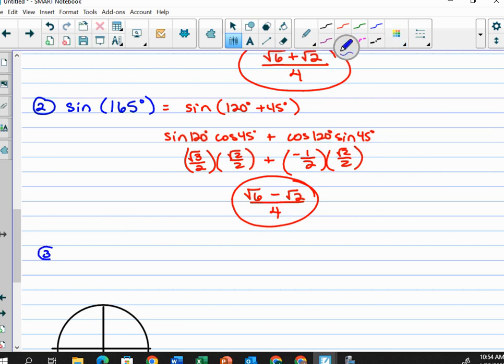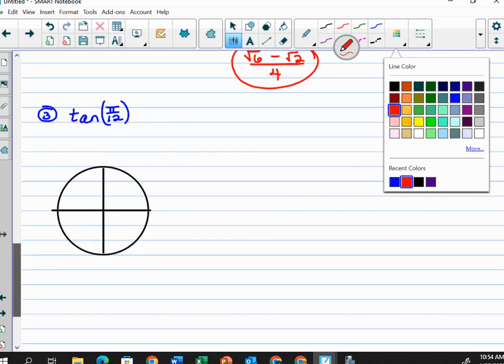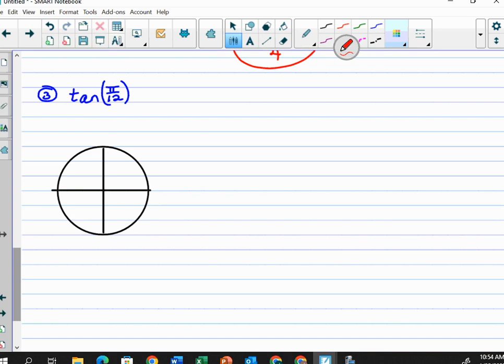All right, guys, let's do a tangent one together. That is pi over 12. I won't ask you cotangent, but you would just do it as tangent, and then at the end you flip your answer. So it's not that outrageous. All right, guys, pi over 12.